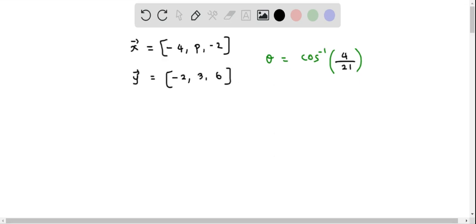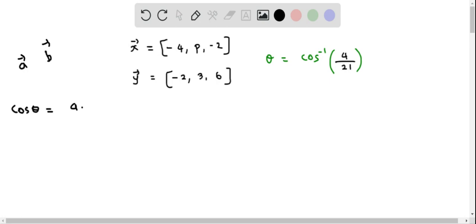We now determine the values of p so that the angle between the two vectors is given as theta equals cosine inverse of 4 over 21. So according to the dot product rule, we can write down the angle between two vectors, that is a vector and b vector. The angle between these two vectors is given by the formula cosine theta.